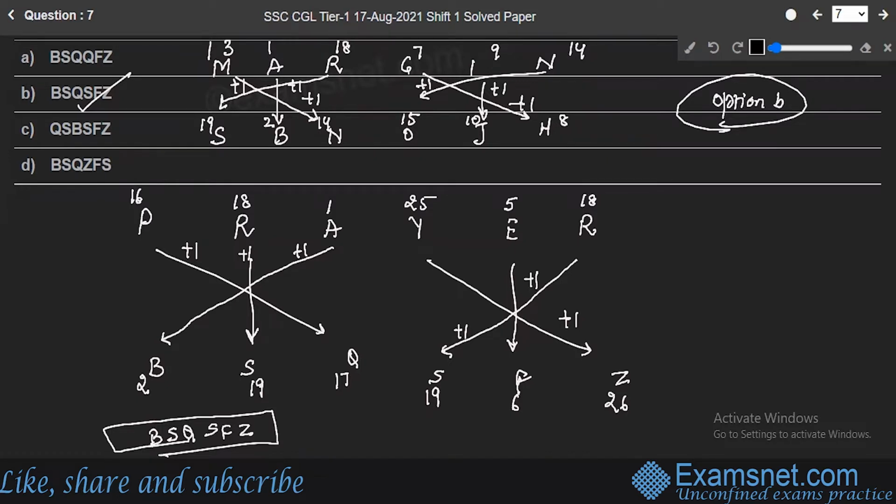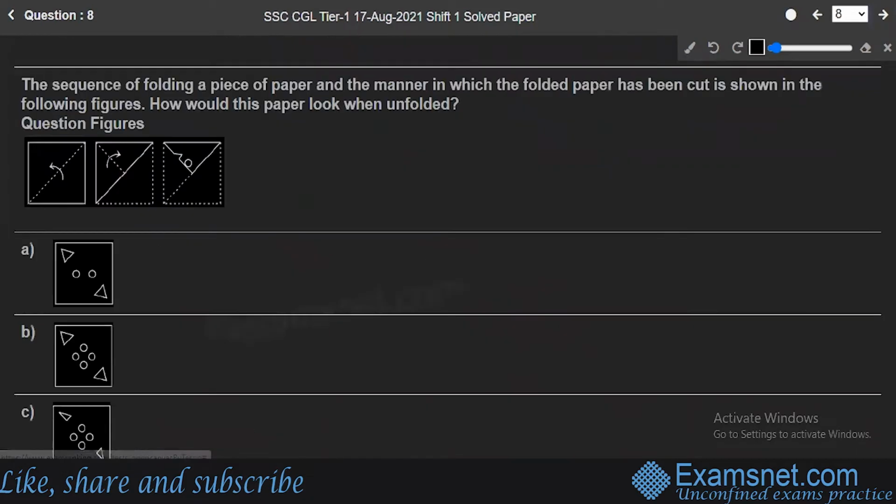Let's move to question number 8. Hope you're clear with the previous question, right? Now you are having a figure. The sequence of folding a piece of paper and the manner in which the folded paper has been cut is shown in the following figure. How would this paper look when unfolded? This paper is folded once on this side, then again folded on this side, and then you made two such cuts in this paper. Just imagine when you open this up, how will it look?